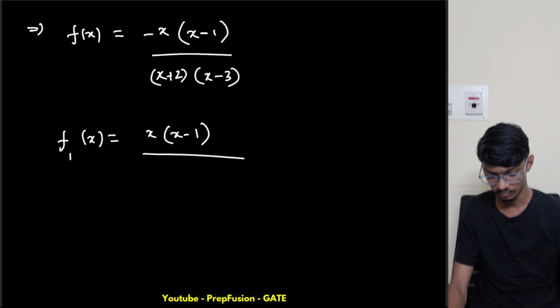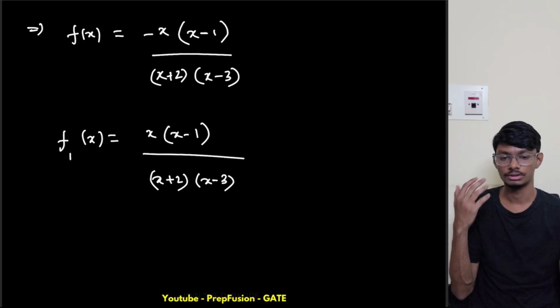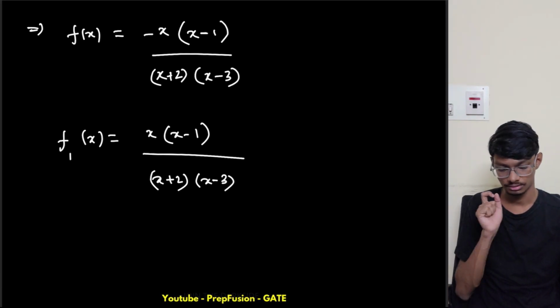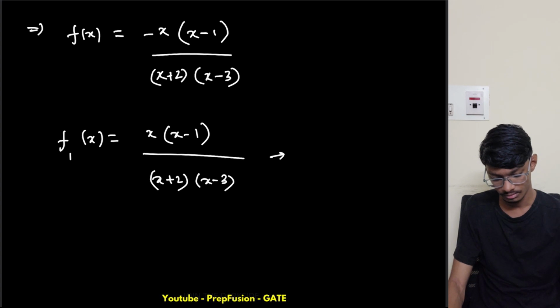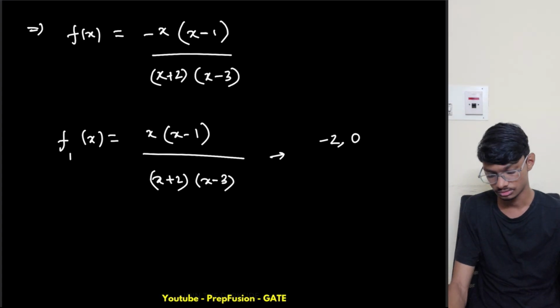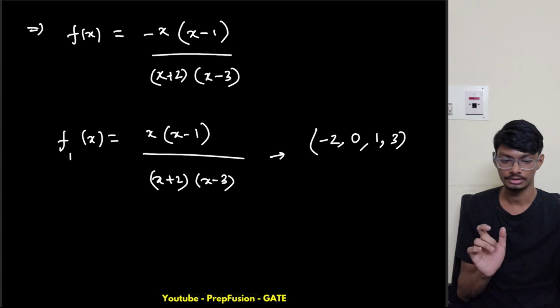We'll just plot it without the negative sign. So what will be the plot for this? I'll do it really quickly. What are the corner points? Corner points are -2, and 0 is also a corner point, because at x equals 0 this becomes 0. And 1 and 3. So -2, 0, 1 and 3.